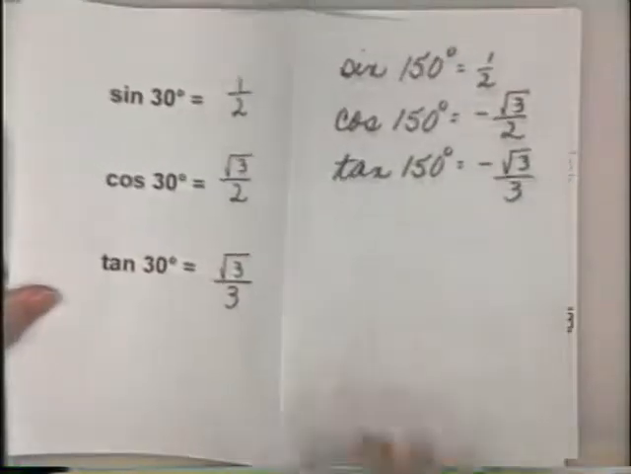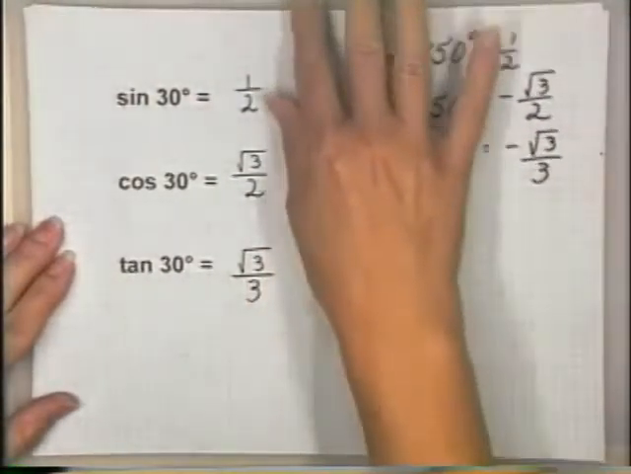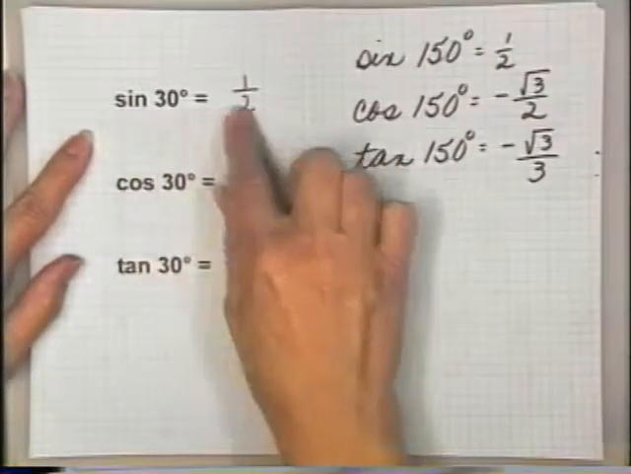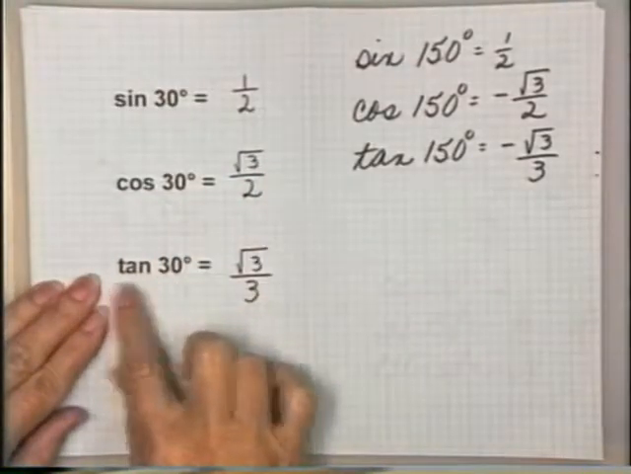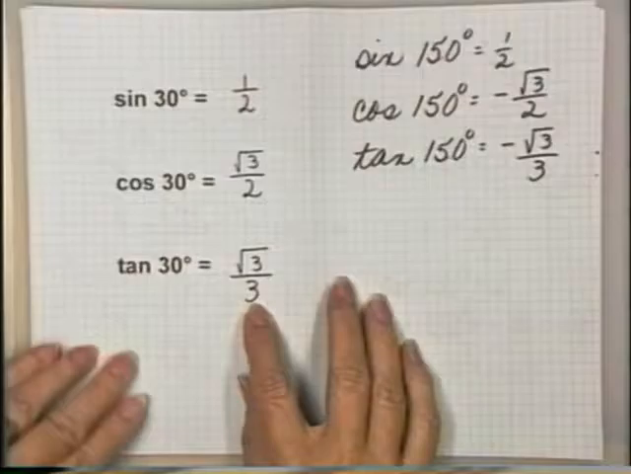All right, here's what I want us to do. I want us to go back and look at the trig functions of 30 degrees and compare them to the sine, cosine, and tangent of 150 degrees. Here's my paper. Sine of 30, 1/2. Cosine of 30, square root of 3 over 2. Tangent of 30, square root of 3 over 3.